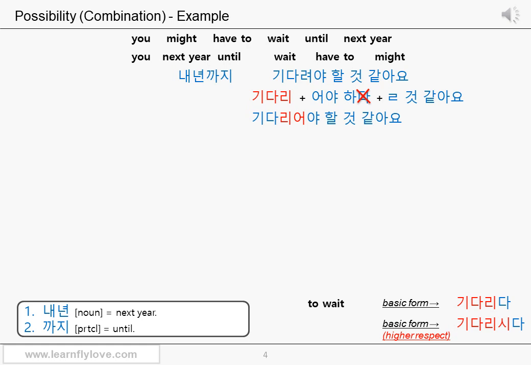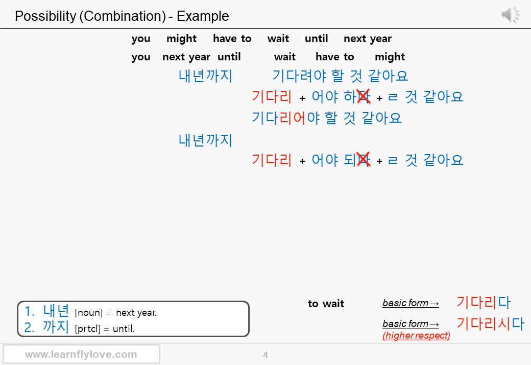Anyway, let's keep going. Let's use 어야 되다 for necessity, have to this time. Next year until. 내년까지 part is the same. Wait, have to, might. The stem of the main verb wait is 기다리. And this time, let's add 어야 되다 for the have to part. But you don't need 다 or 어요 for this because this is not the end of the sentence. So 어야 돼 is enough. And add final 르 consonant plus 것 같아요.